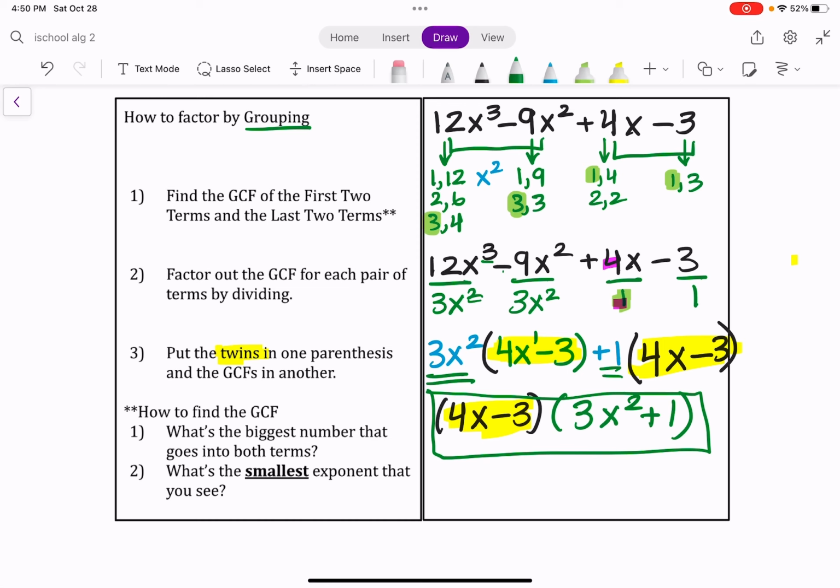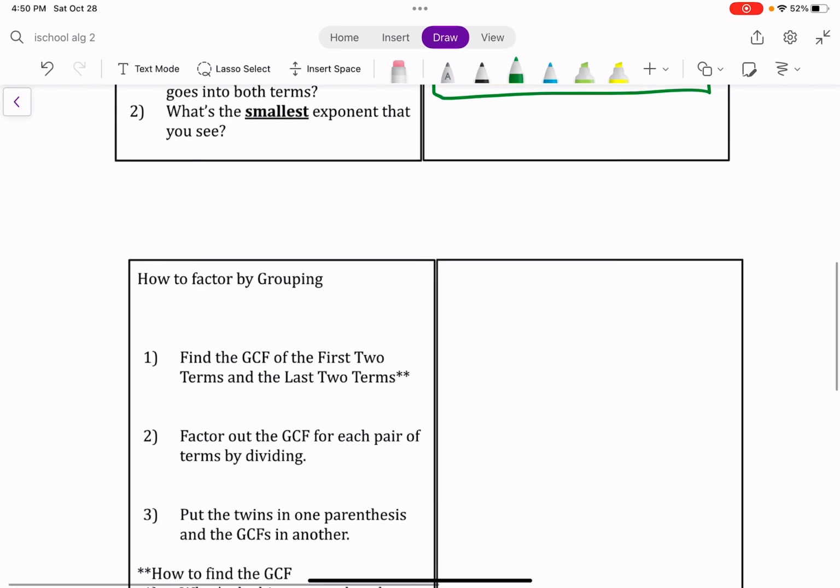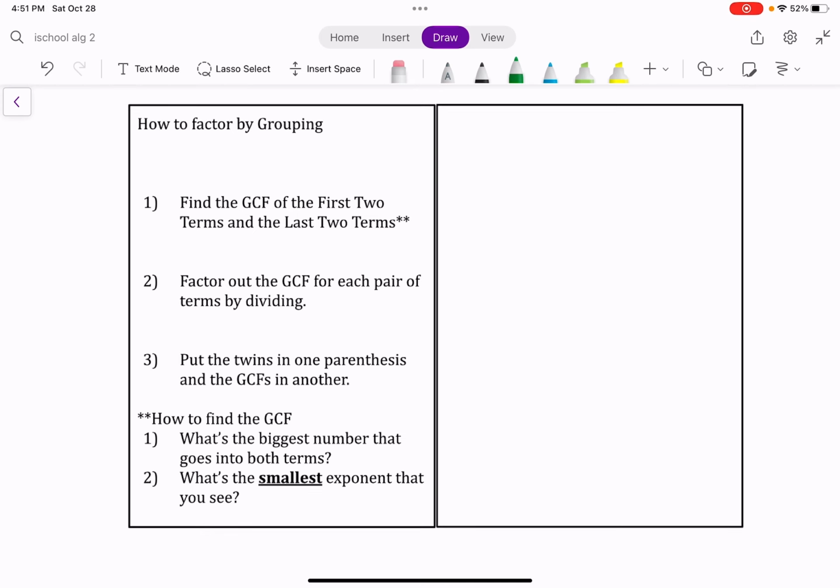Again, a little bit more complicated. We're going to do another problem together. And then you're going to try some, okay? But the biggest thing: find the GCF of the first 2 terms, the last 2 terms, factor them out, find your twins, rewrite, okay? Let's do another problem together. Hopefully it'll make more sense. This is definitely the hardest factoring method we've learned so far.